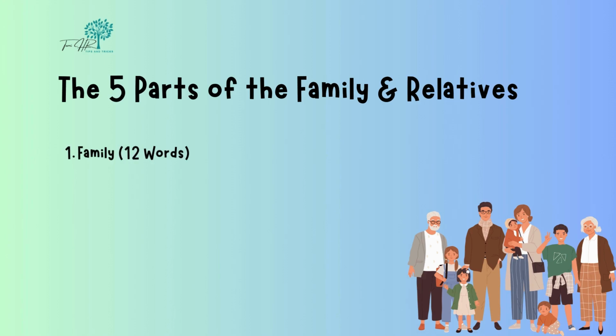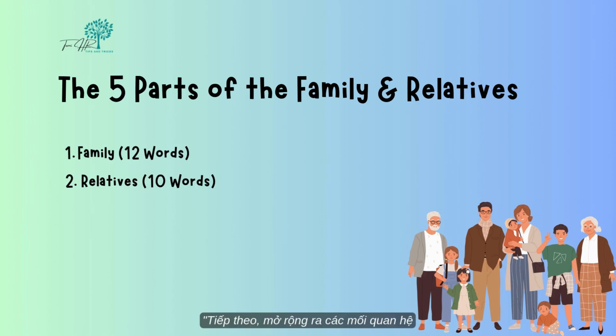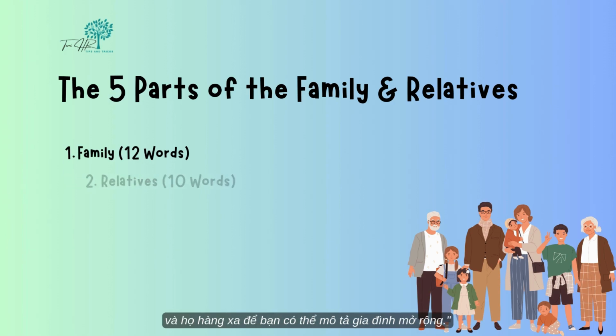Part 1. Family, 12 words. Let's begin with the basics. Vocabulary to describe your immediate family like parents, siblings, and children. Part 2. Relatives, 10 words. Next, we'll expand to relatives like cousins, aunts, uncles, and in-laws to help you describe your extended family.